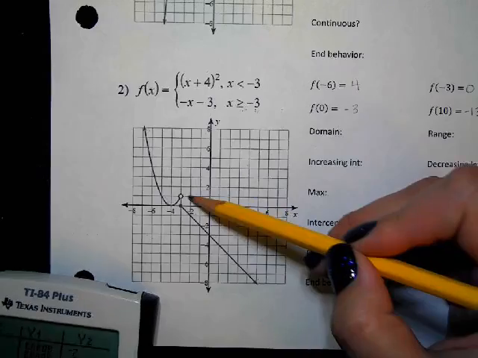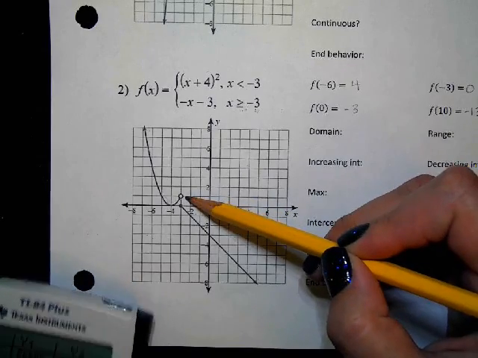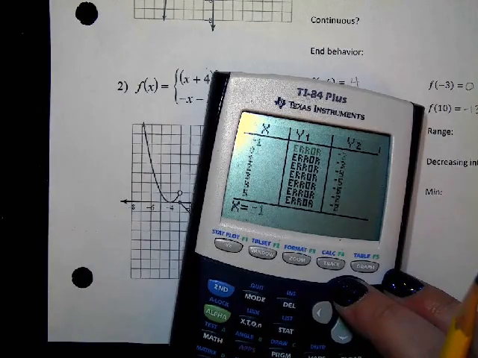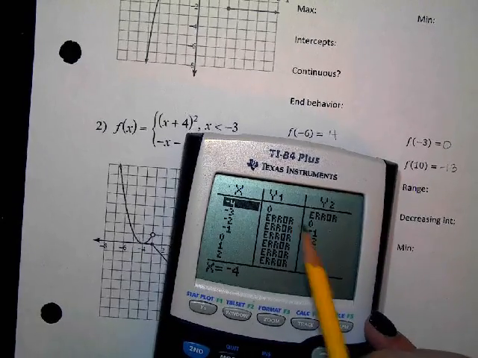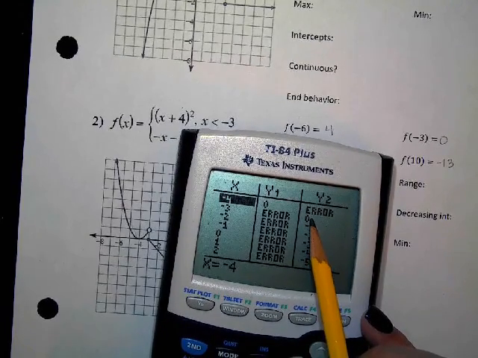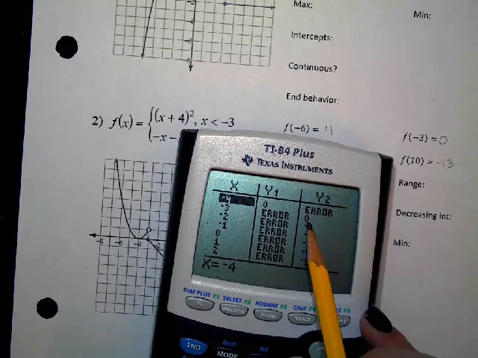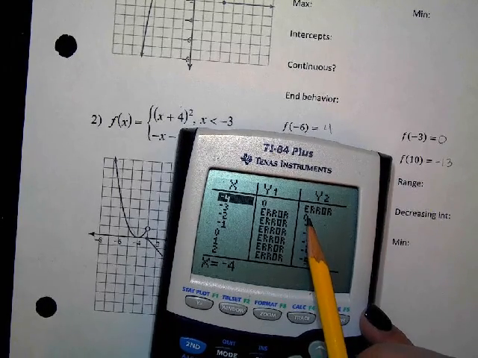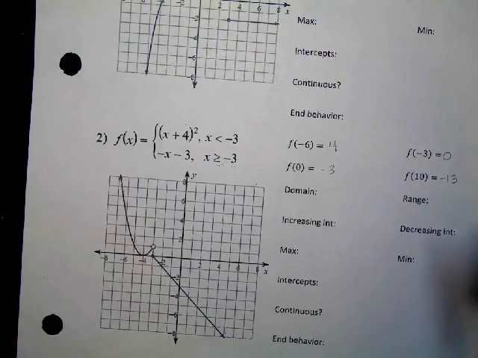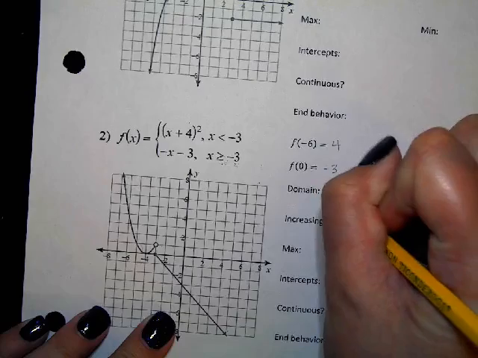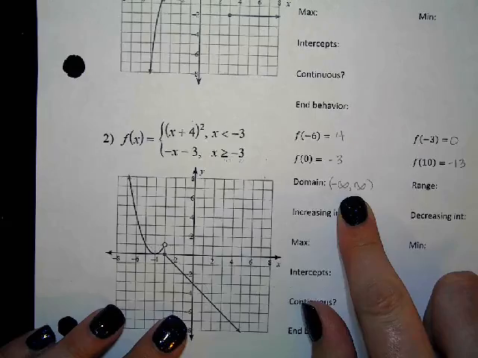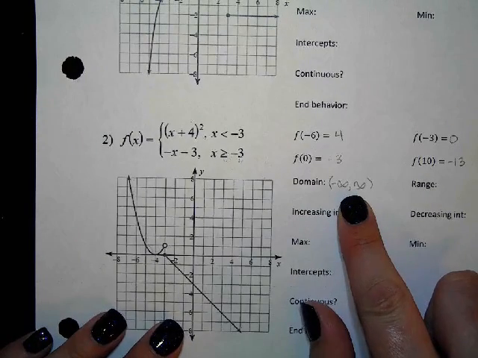Does that make sense? I can look at my table and I can see that at x equals -3, there is not an error message for both. There is only an error message for one, but over here, x equals -3 has an output of 0. That means that x equals -3 is being used. That means it's not missing. So our domain is from -infinity to +infinity. This graph goes left forever, and it goes right forever. No missing numbers. Does that make sense how I figured that out?